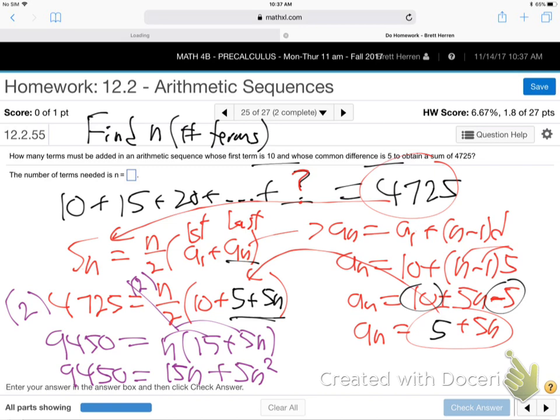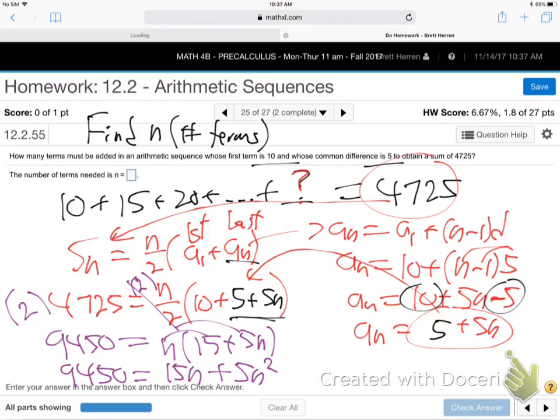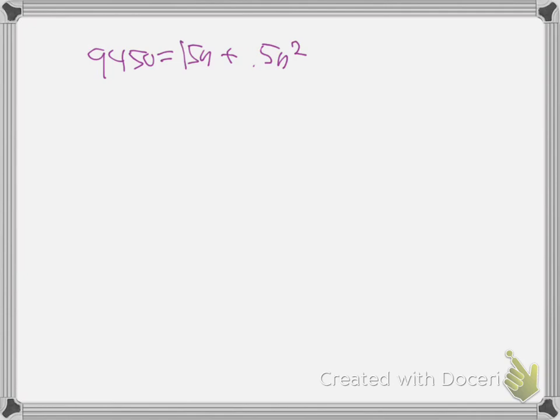I've got to solve for n there. How do I solve that for n? Am I totally losing you? This is a harder problem. Sorry, I've got to move fast. So I'm going to go to a fresh screen. This will be on YouTube. 9450 is 15n plus 5n squared. No, 15n plus 5n squared. I get that reversed. All right. So there we go. Now what could you do?